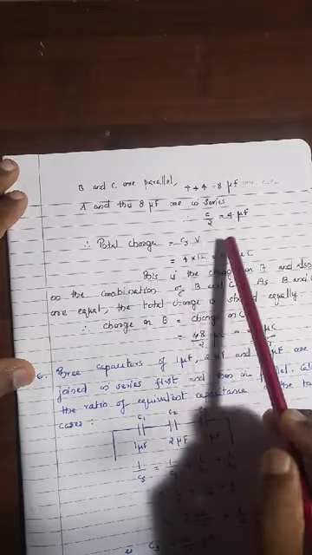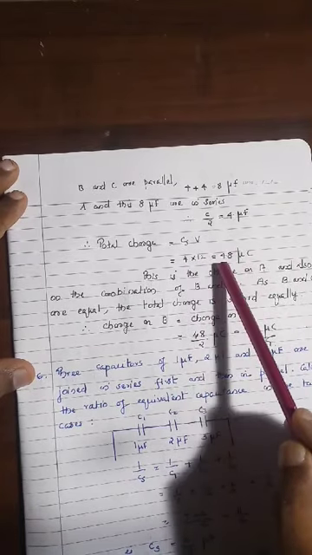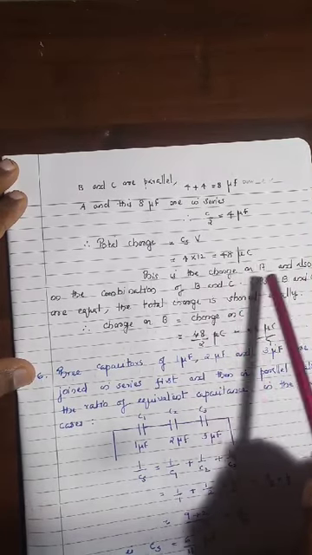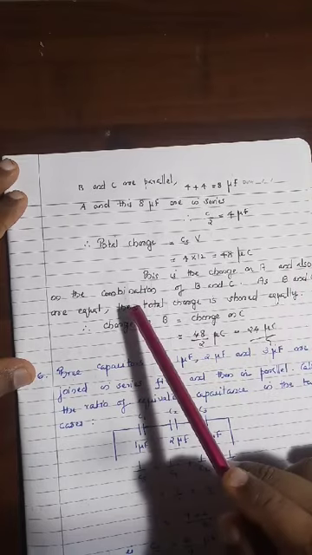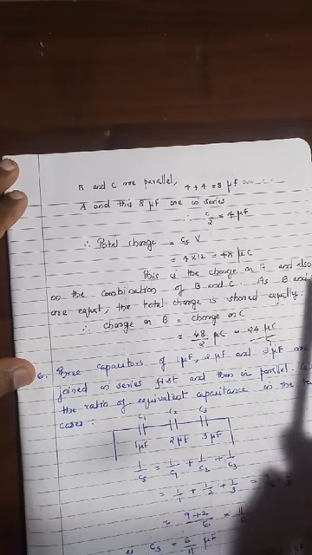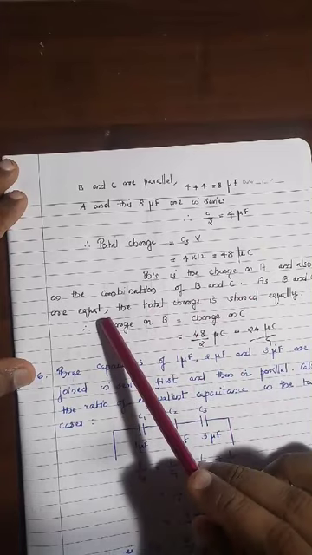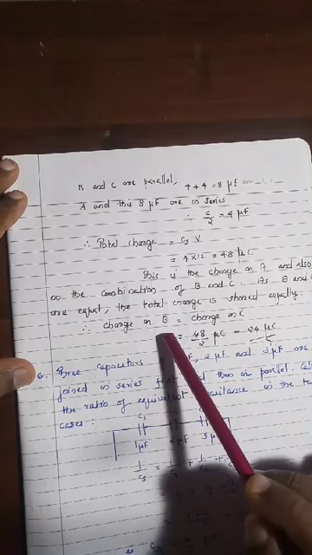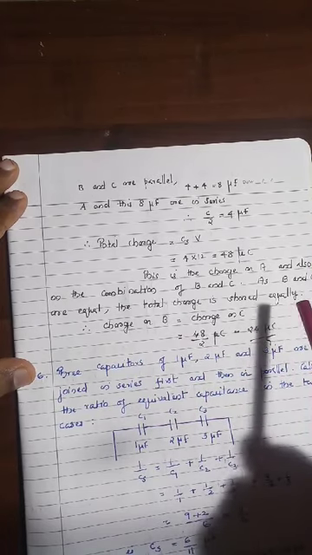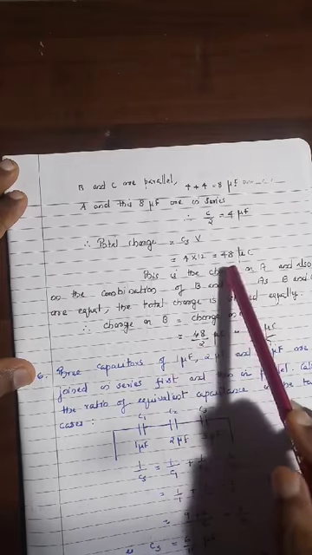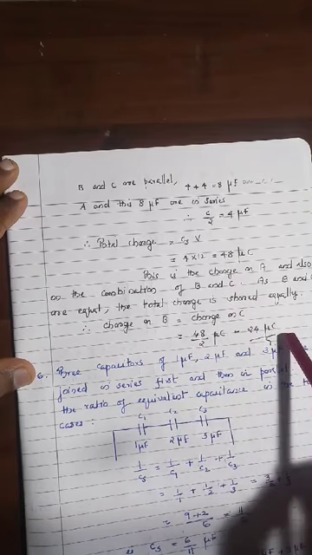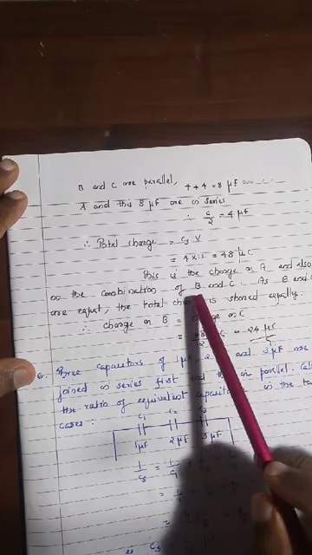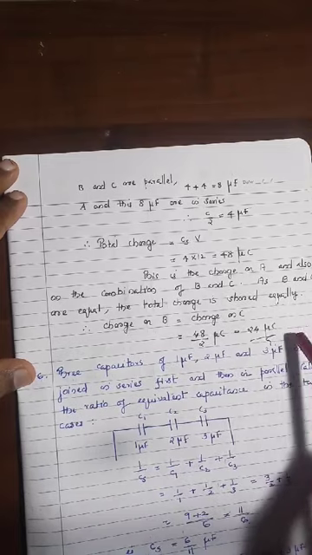That is the capacitance times the potential. So 4 microfarad into 12, we get 48 microcoulomb. And this is the charge on A, and also on the combination of B and C. As B and C are equal, the total charge is shared equally. Therefore, the charge on B is equal to the charge on C. So the total 48 microcoulomb by 2, so 24 microcoulomb is the charge on the capacitors B and C.